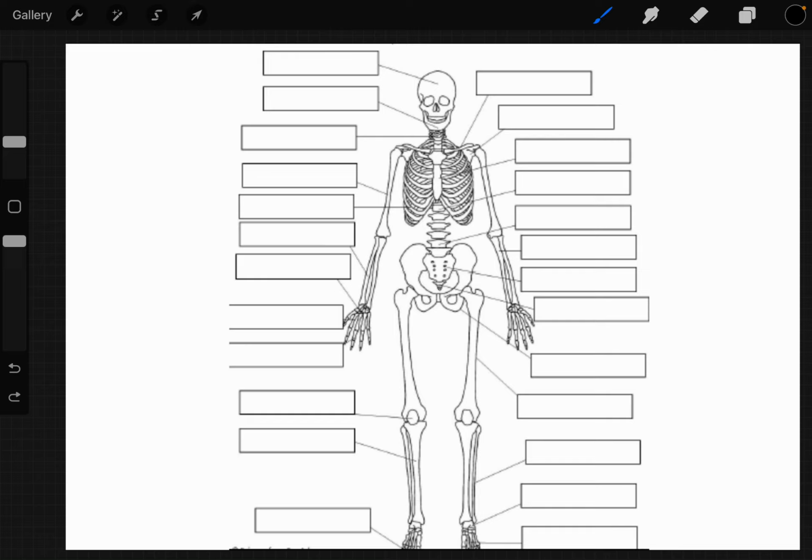So we're going to start in the top right. The first one is going to be called the clavicle. Okay, that's commonly known as the collarbone. Next one's going to be scapula. That one is commonly known as the shoulder blade. Okay, next one's going to be sternum. So that's right in the middle of your chest where all the ribs connect, or many of the ribs connect.